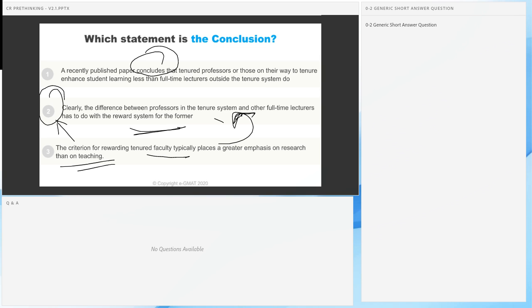Why? Because statement number 1 provides us information that tenured professors or those on their way to tenure don't do as good a job as full-time lecturers do. So that's the foundation that the author takes. Based on this, the author states statement number 2, which is his main conclusion. And then to support his main conclusion, the author also states statement number 3. Okay. Is that clear to everyone? Why statement number 2 is the main conclusion and why statement number 1 or statement number 3 are not the main conclusions?